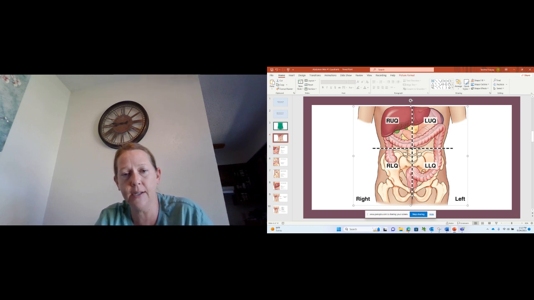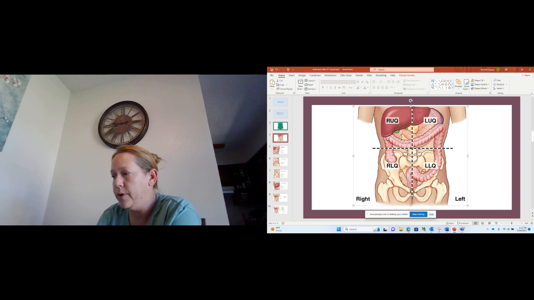The ascending colon is over here. This is called the transverse colon, and this is the descending colon. Now, when it gets to this spot right here where it makes a little S, it's called the sigmoid colon, and then it's on down to the anus.